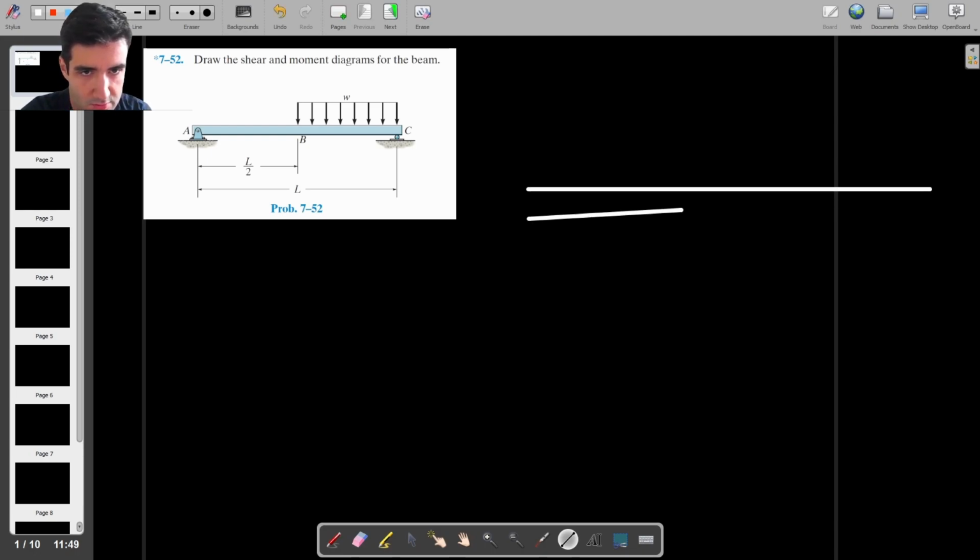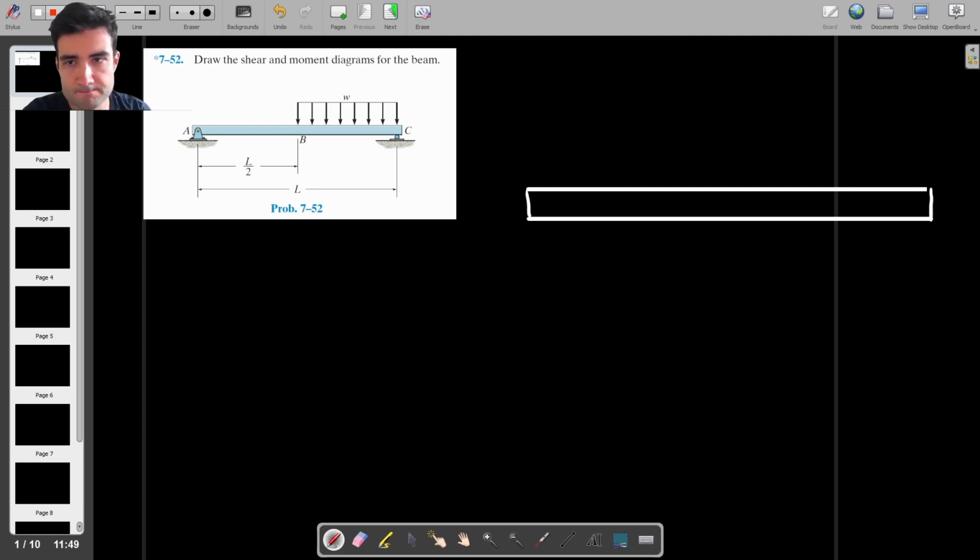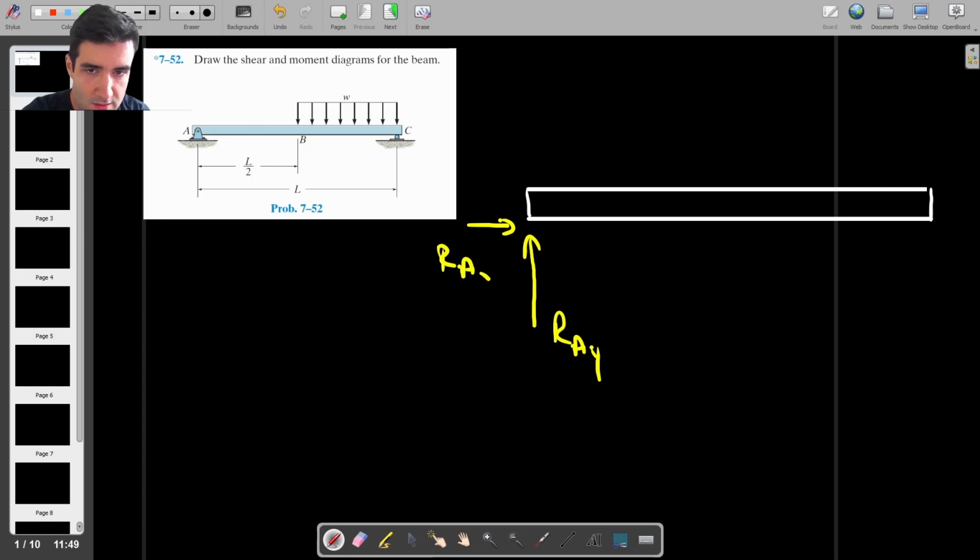So I'll draw the beam like this, and we're going to try to find the reaction forces. In terms of reaction forces, we have three, right? We have this one, which I'm going to call RAY. And then we also have RAX, because the support at point A can withstand both horizontal and vertical reaction forces, whereas at C we only have a roller. So at C we have this reaction force which we call RCY.